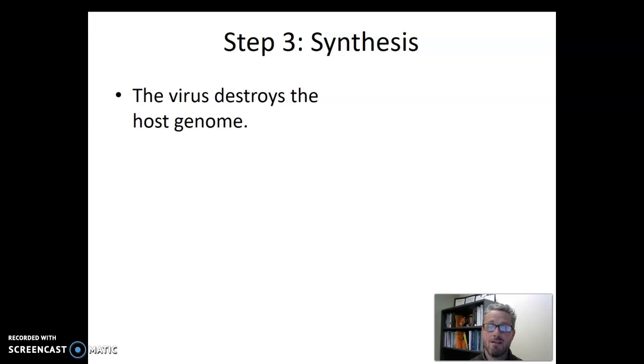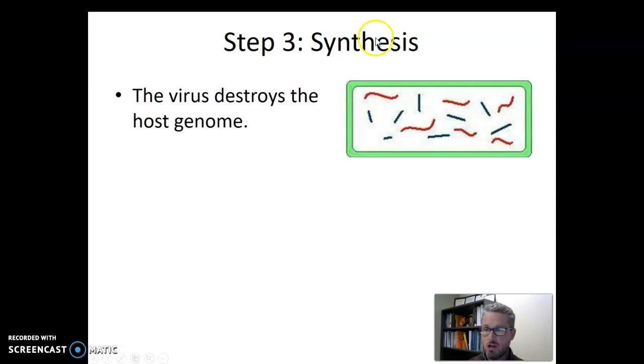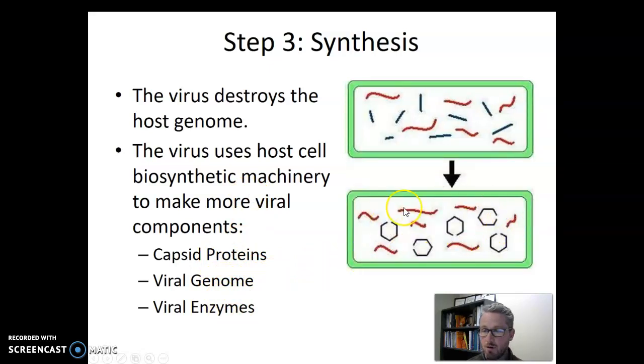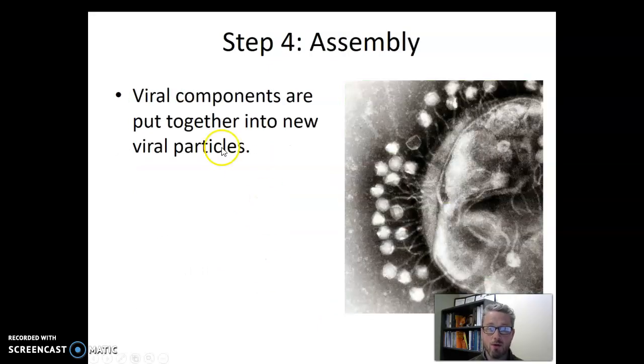The very first thing that happens during synthesis is that the virus destroys the host genome. That way the host cell cannot follow the instructions in that DNA. So we chop up the host genome, and we have the viral genome. Then the virus uses the host cellular machinery to make all the viral components. So we make a whole bunch of the pieces that we need for new viruses. After we have all the pieces for new viruses, we go through assembly, where the viral components are put together.